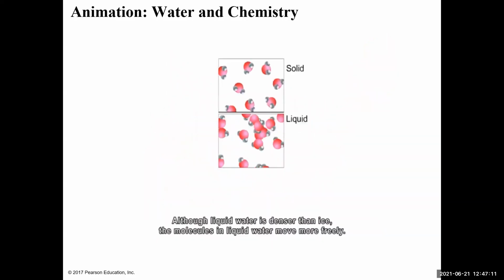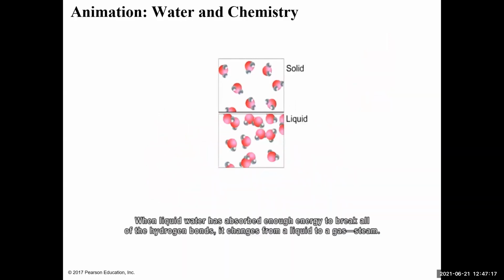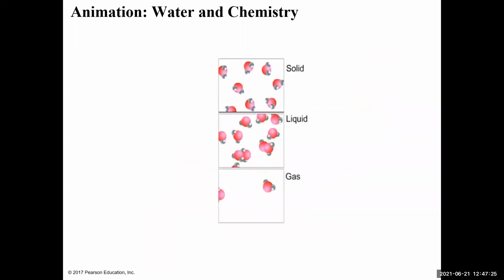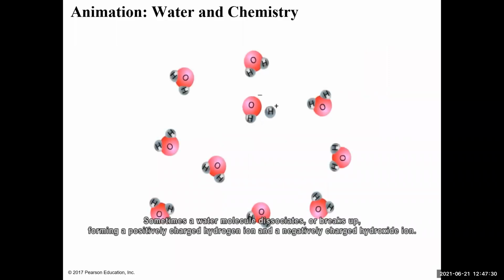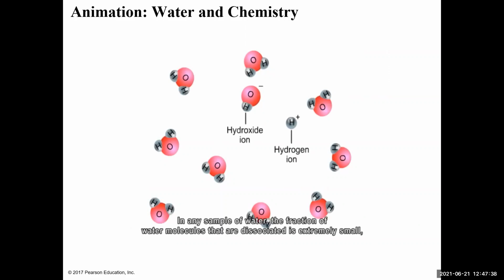Although liquid water is denser than ice, the molecules in liquid water move more freely. When liquid water has absorbed enough energy to break all of the hydrogen bonds, it changes from a liquid to a gas, steam. Sometimes a water molecule dissociates or breaks up, forming a positively charged hydrogen ion and a negatively charged hydroxide ion. In any sample of water, the fraction of water molecules that are dissociated is extremely small, so water molecules are much more common in the human body than are hydrogen and hydroxide ions.